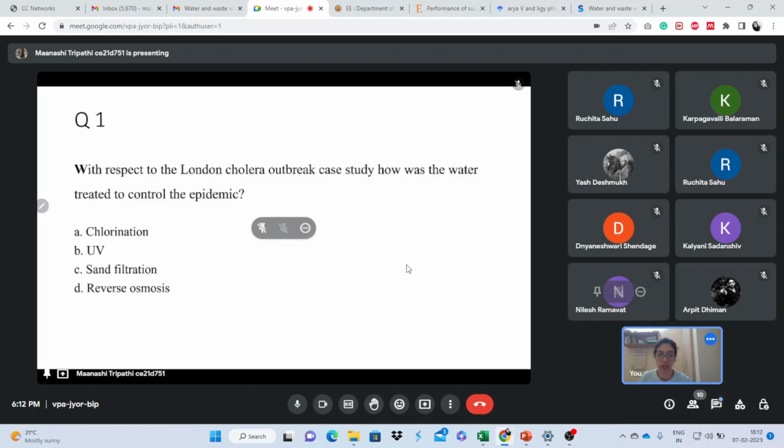Since I have received one answer, we'll see the answer. It is chlorination and sand filtration. When we solve each and every question, we will talk about each and every option. Then you will understand this more. So what is chlorination? What is UV? What is sand filtration? And what is reverse osmosis? First of all, reverse osmosis and sand filtration are kinds of filtration techniques. C and D are filtration techniques.